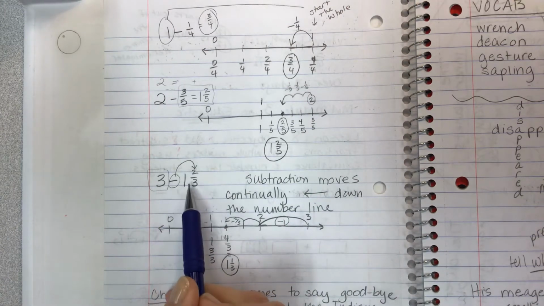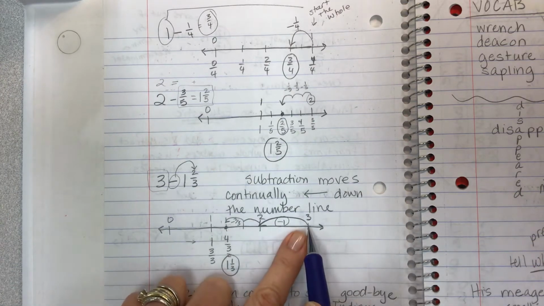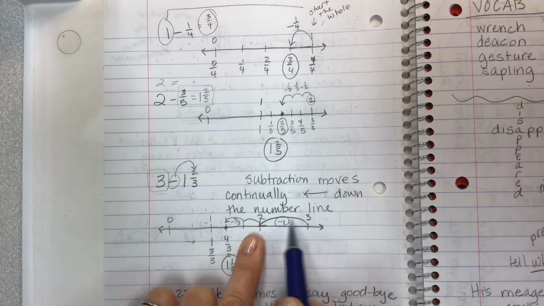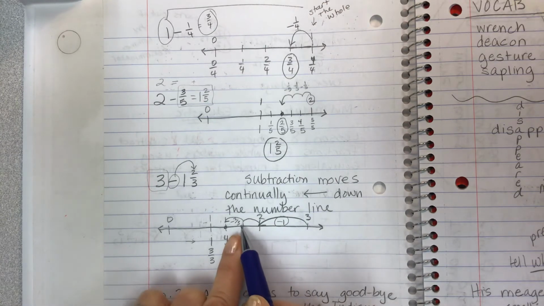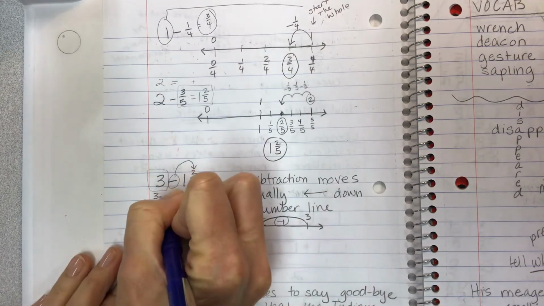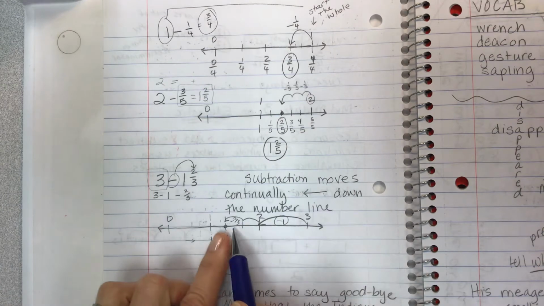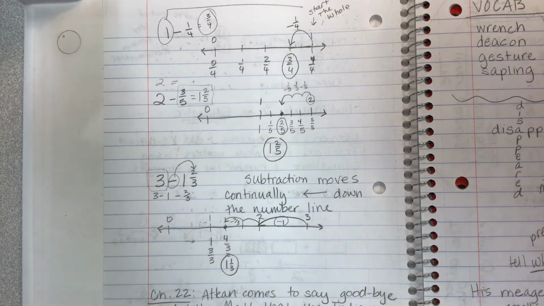Okay, here's another one where we actually take off a whole plus more. So 3 minus 1 2/3, you start at 3, you take off 1, that's your 1 whole, but keep going because you have to take away 2/3 more. It's like saying 3 minus 1 minus 2/3. So you're going to just keep taking away, and then you end up with 1 1/3.